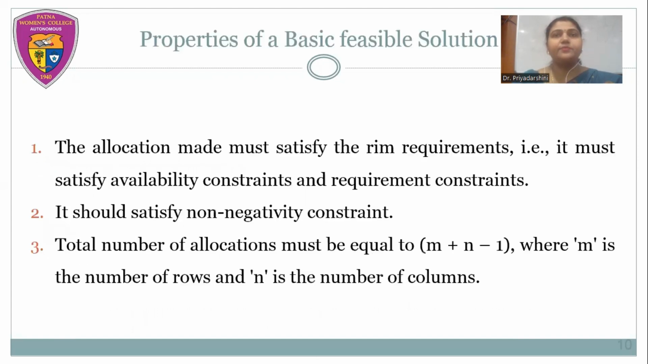Now we see the properties of a basic feasible solution. When we have a basic feasible solution, we need to check its properties. Say, the allocation made must satisfy the rim requirements, it must satisfy availability constraints and requirement constraints. Second, it should satisfy the non-negativity constraint. Third, the total number of allocations must be equal to m plus n minus 1, where m is the number of rows and n is the number of columns.